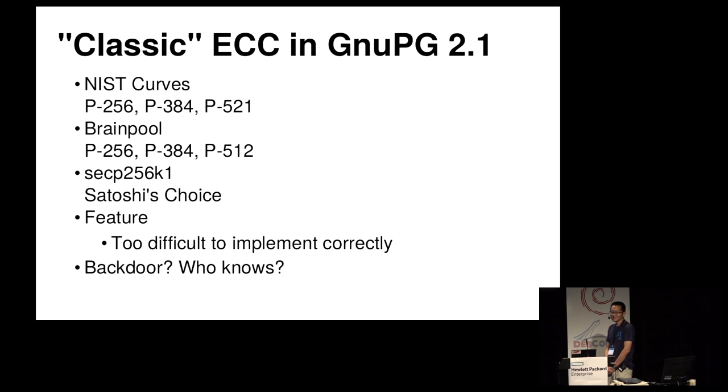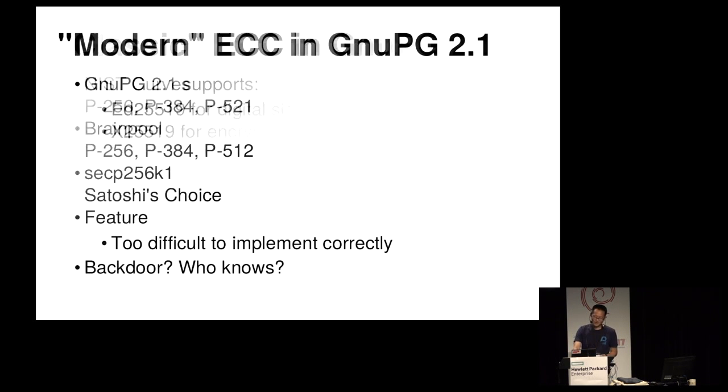I think it's somehow an intentional hack by Satoshi, because the classic ECC has an issue. Nobody knows if the standardization process was exploited or not. So I think it was Satoshi's decision to avoid NIST curves. But all of those curves come with a very annoying feature. It is too difficult for developers to implement correctly.